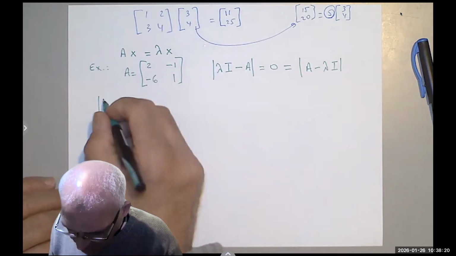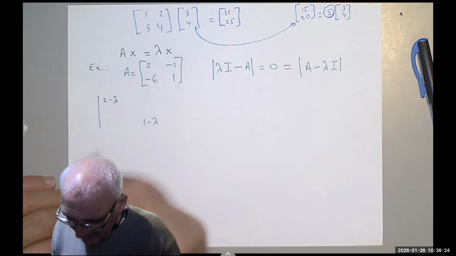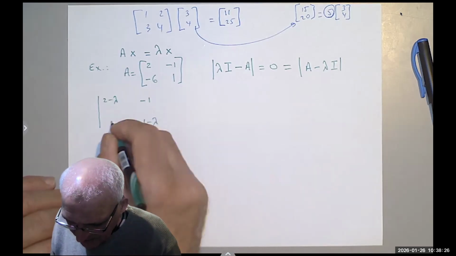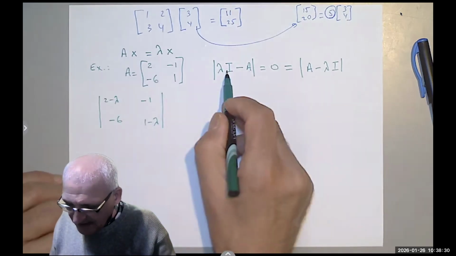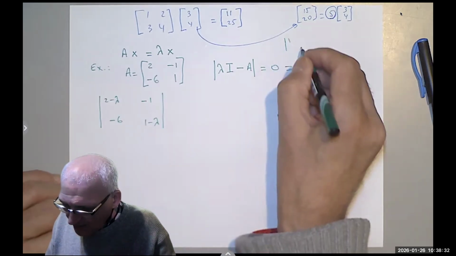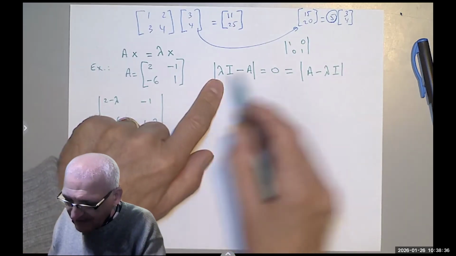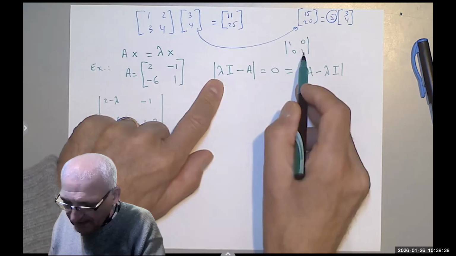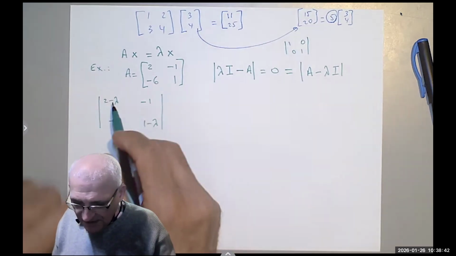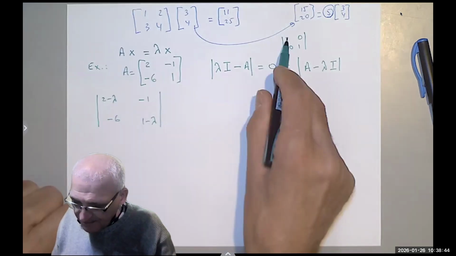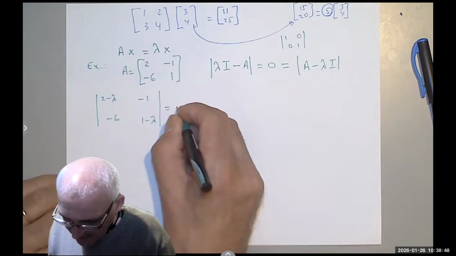So I say 2 minus lambda and 1 minus lambda. And here, these stay the same, -1 and -6. Why? Because my I was 1, 0, 0, 1. So when I multiplied it by lambda, it became lambda, 0, 0, lambda. And when you subtract it from A, you subtract lambda, lambda. And here you don't subtract anything. And then you equate that to 0.